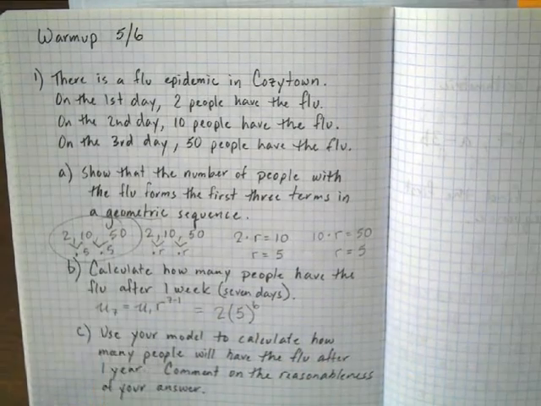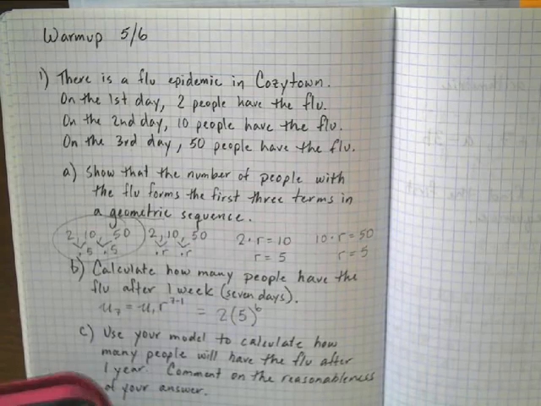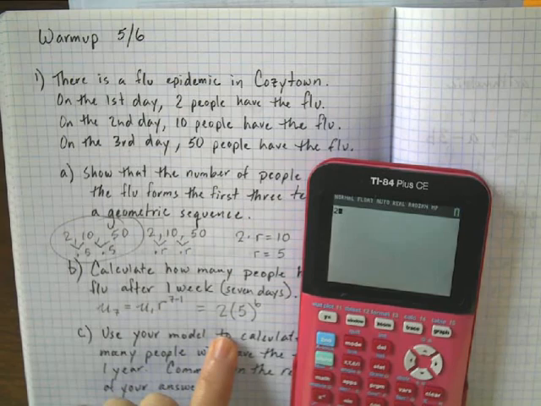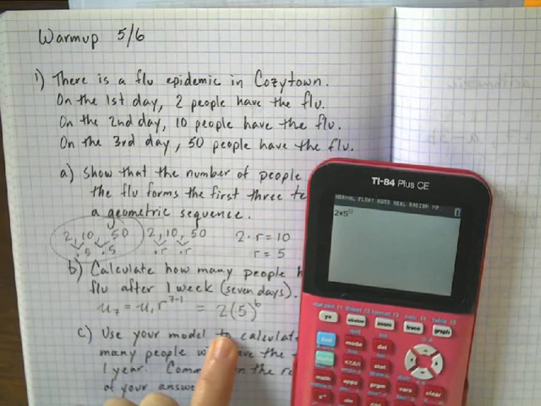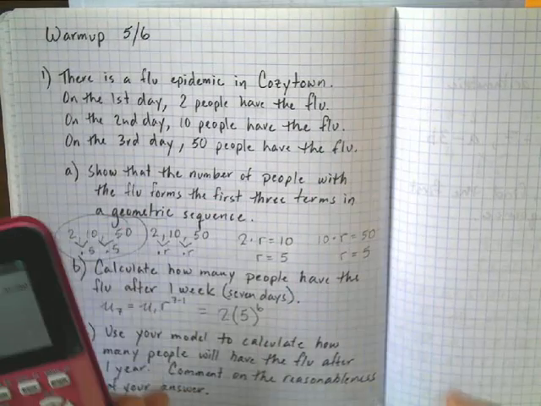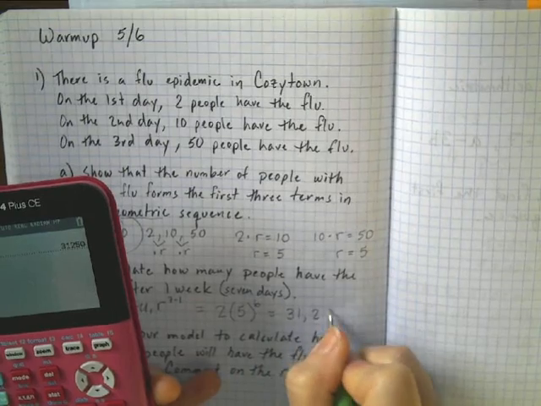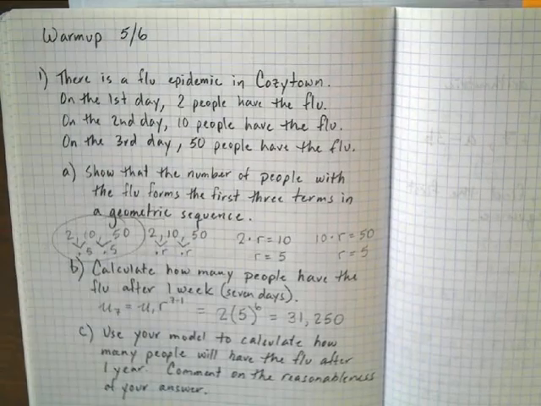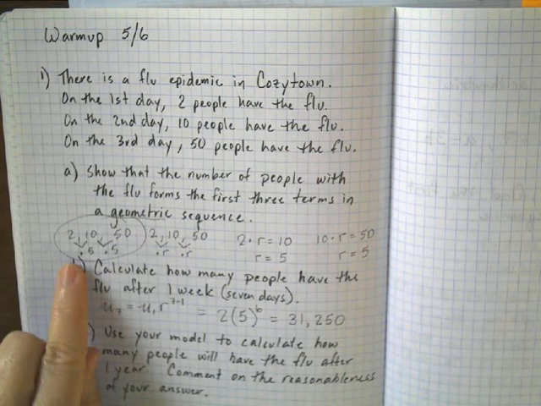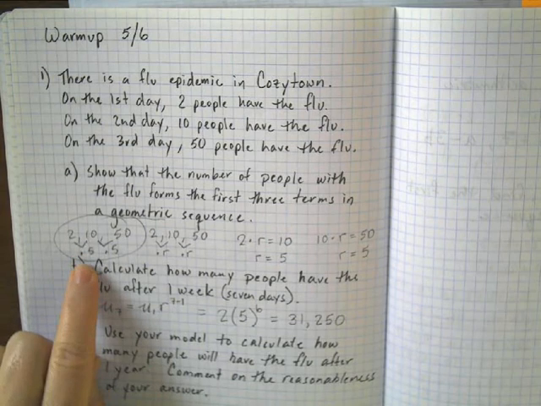And again, we want to use our calculator for these problems. These numbers are all way too big. So I'm going to do 2 times 5 to the 6th power. And I get 31,250. So in just 1 week, we could jump up to that. Oh my gosh. Okay, so that's every 2 people. Every person is infecting 5 people.